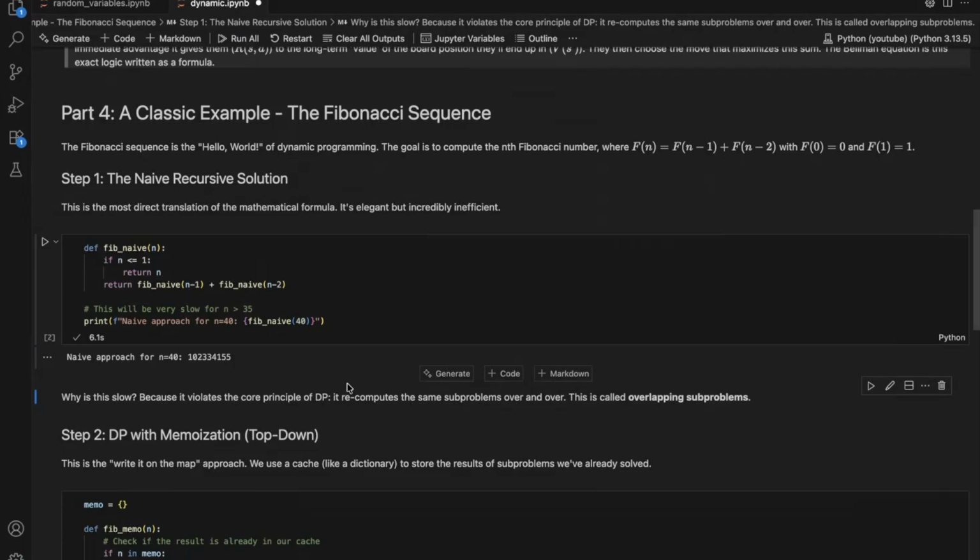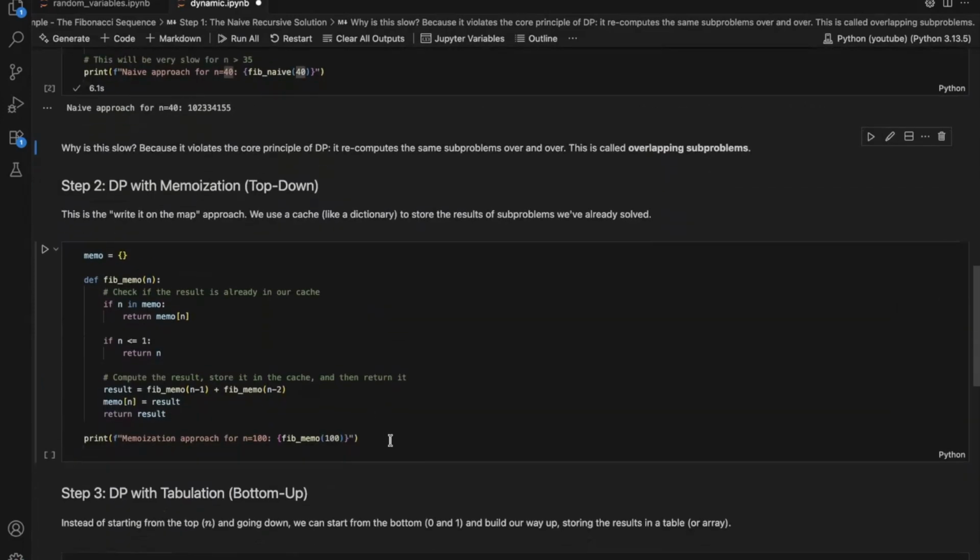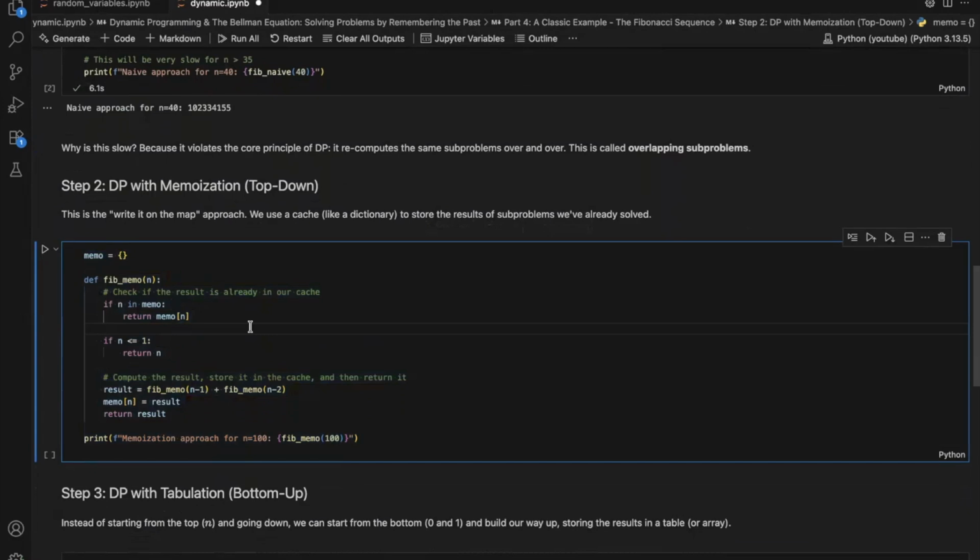Our first DP approach is memoization, or a top-down method. This is a write-it-on-the-map strategy. The code looks almost identical to the previous recursive code, but with one crucial difference. We have added a memo dictionary. Before we compute anything, we check if the answer is already in the memo. If it is, we return it instantly. If not, we compute it, store it in the memo, and then return it.